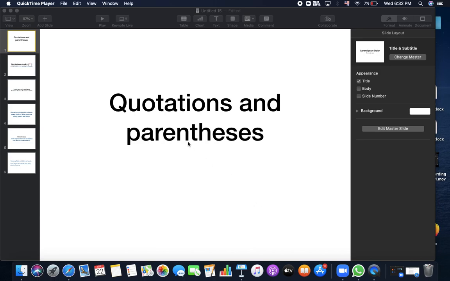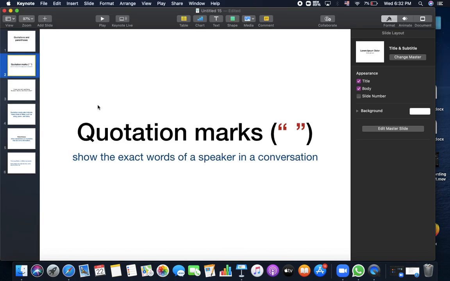We're going to have the last and final grammar lesson for this year: quotations and parentheses. Now, what are quotations and parentheses? Quotations, I want to know, are quotation marks. Can you see the quotation marks here? These are the quotation marks. Now, when do we use them?